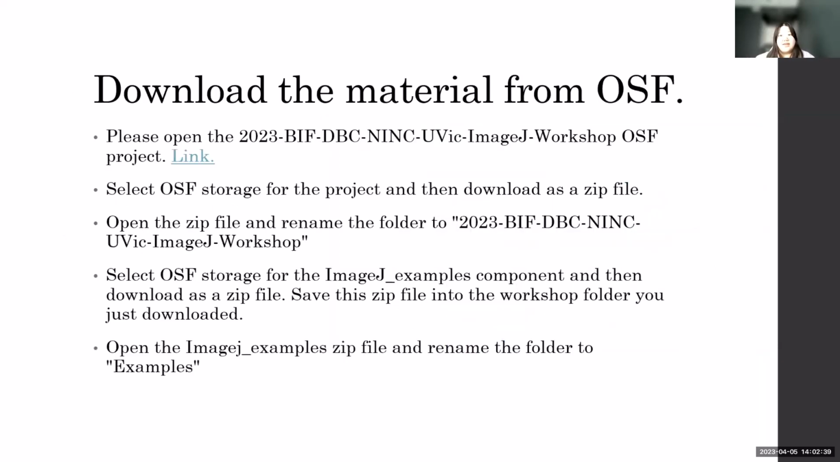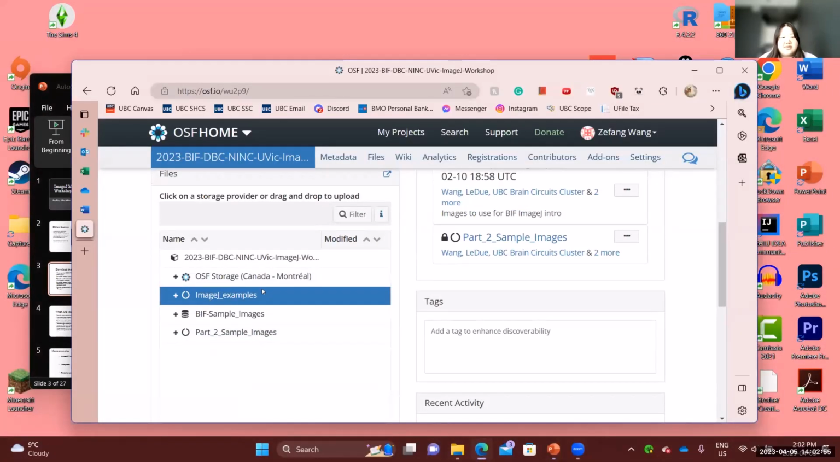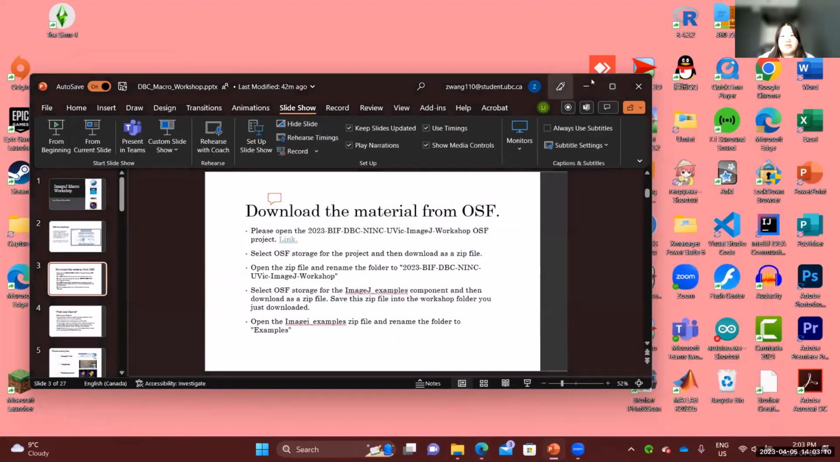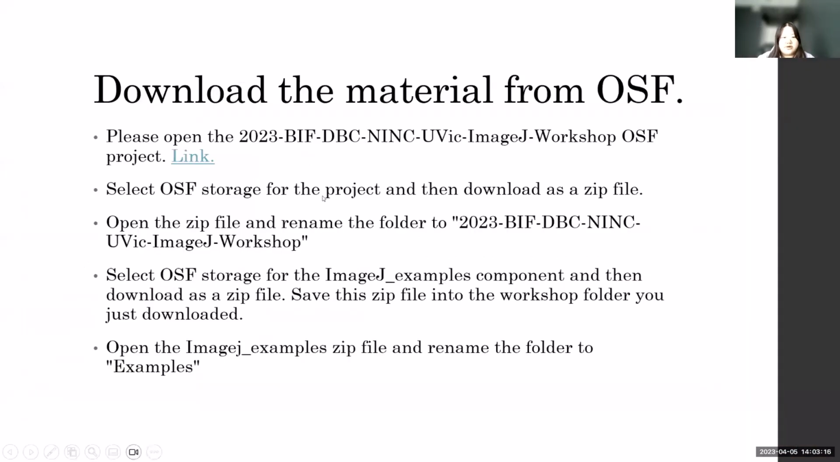So again, with all of the technical issues with downloads, we should probably get started on that if you have not started downloading. These files are on our OSF page, specifically this ImageJ_examples component. I will send the link again into the chat. Download it as a zip and then extract it somewhere so that you can have that handy when we get to the how-to parts.